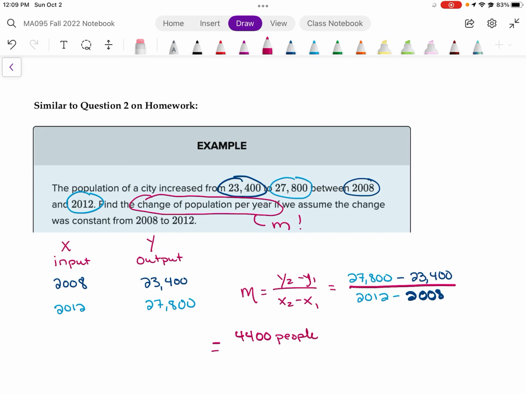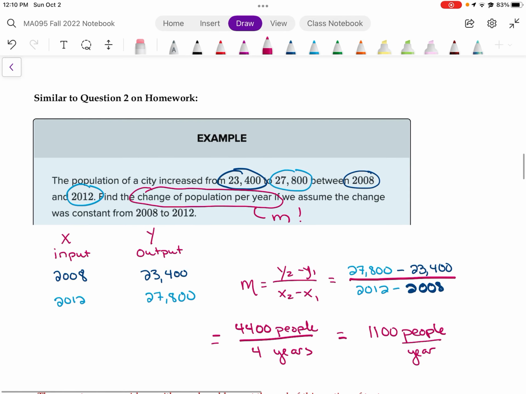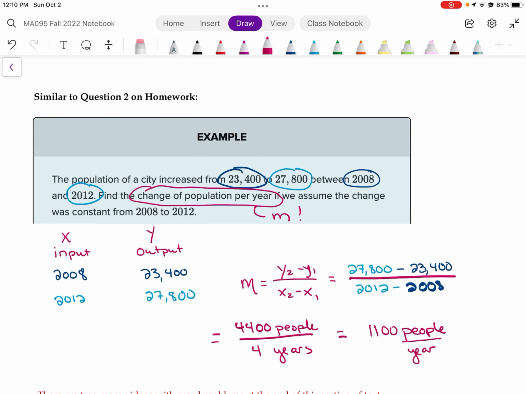Remember the top is people, so what's the unit on the bottom? 4 years, right? 4 years have passed. Now if I put this in my calculator or just think about it, it's 1,100 people. So what I said about units before, you've got to think about the units. People per year, right? So change in population per year. The question often helps you figure out what goes on top and what goes on the bottom. So that'll give you a hand.